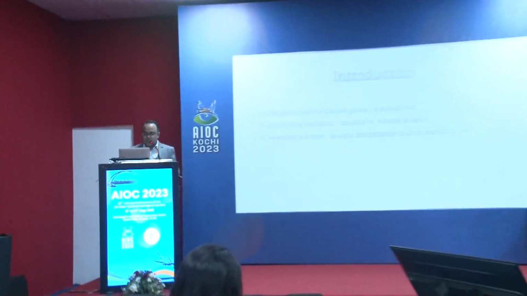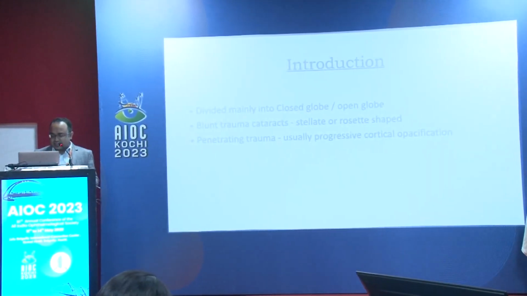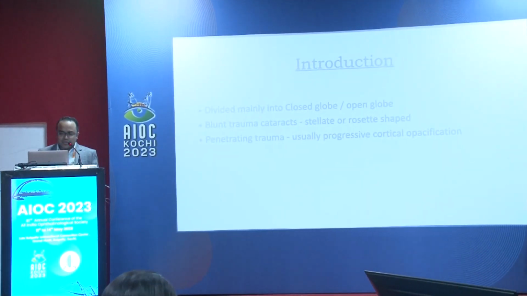So I would like to declare no financial interest. Coming to the introduction, trauma can be mainly, as we all know, divided into closed globe or open globe. The blunt trauma cataracts, that is the closed globe cataracts, are usually stellate or rosette shaped, and the penetrating trauma cataracts are usually progressive cortical opacification, the speed of which can depend upon whether the lens capsule is intact or ruptured.